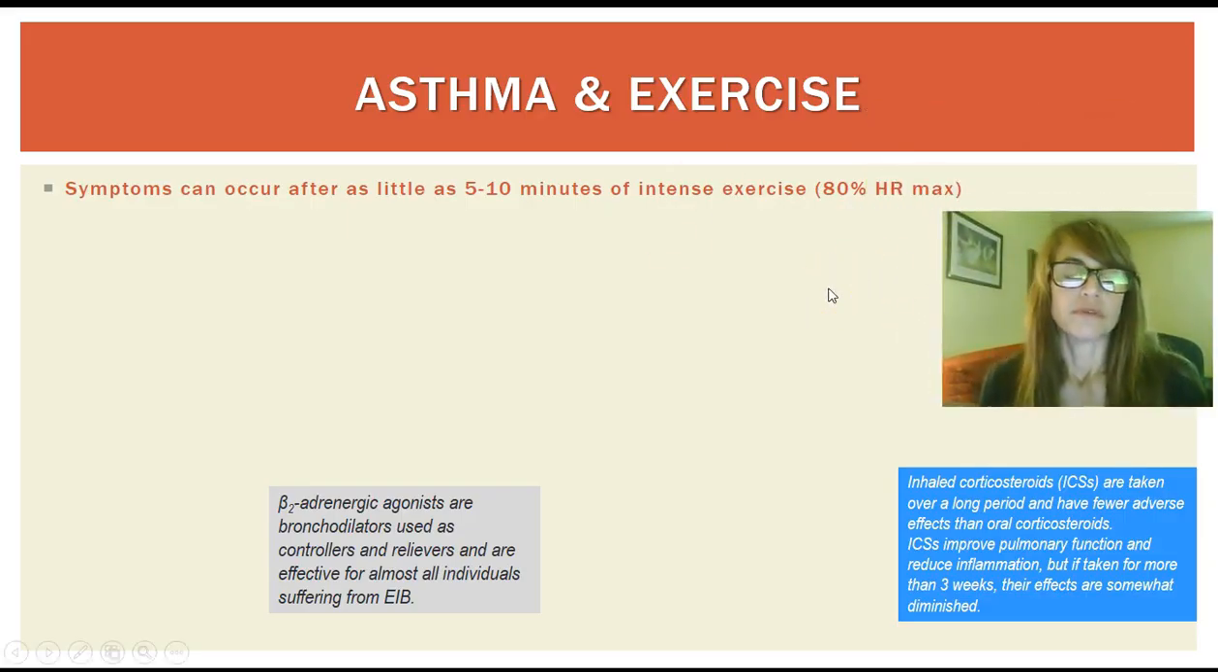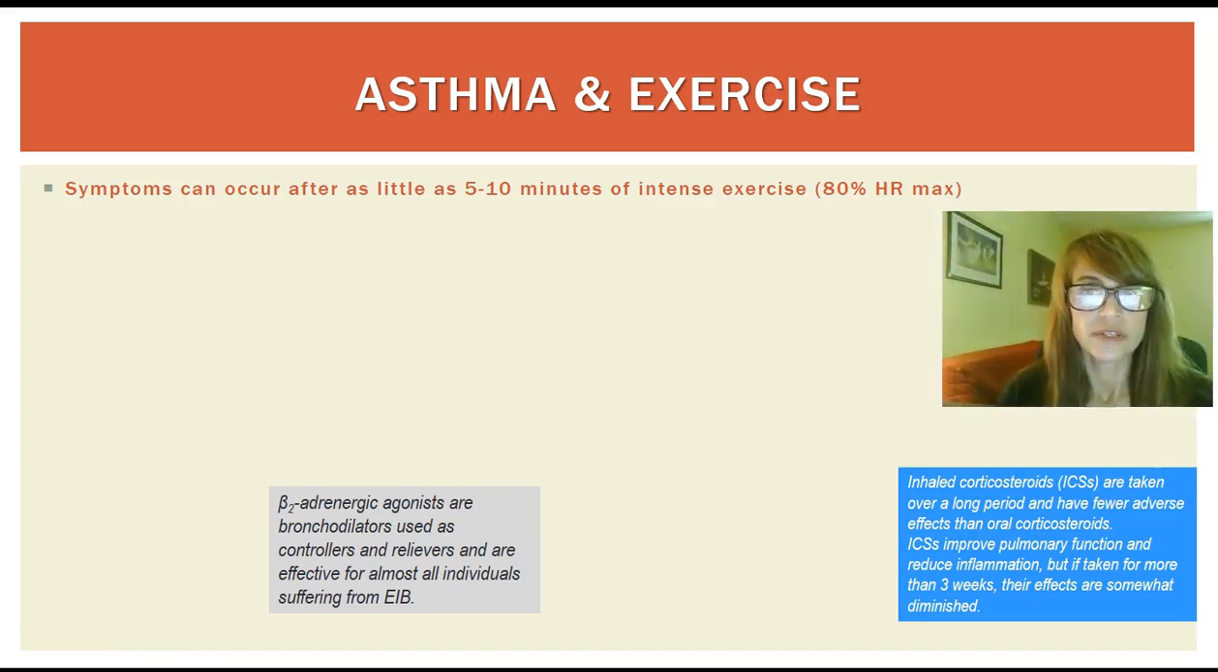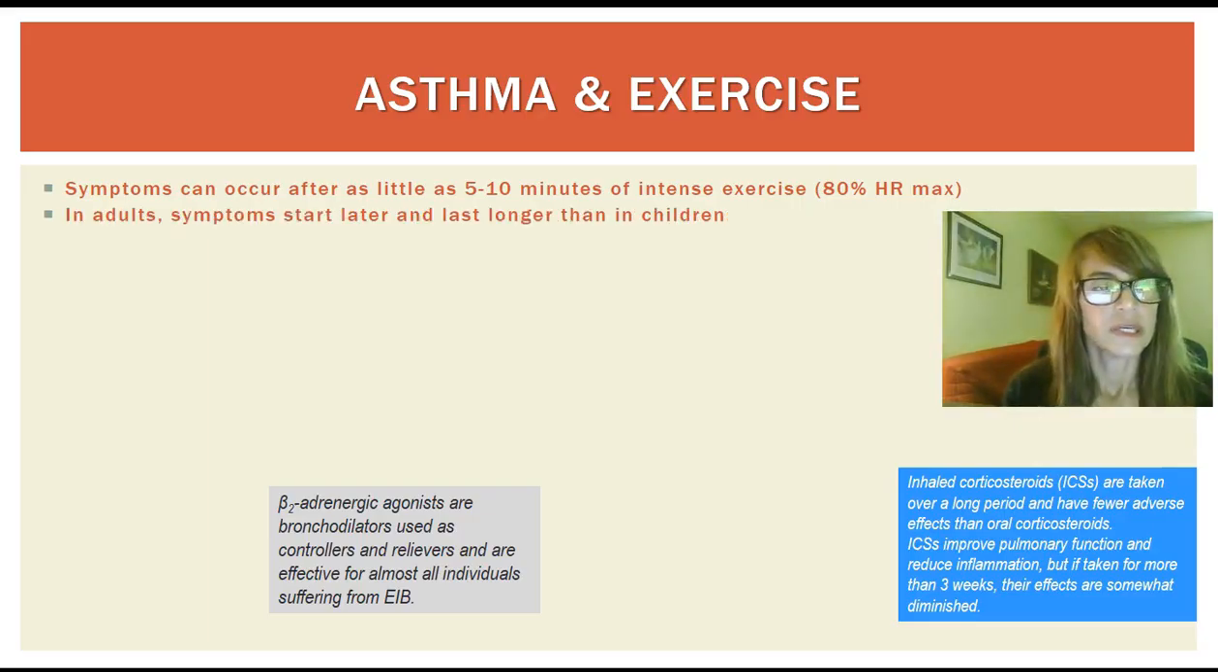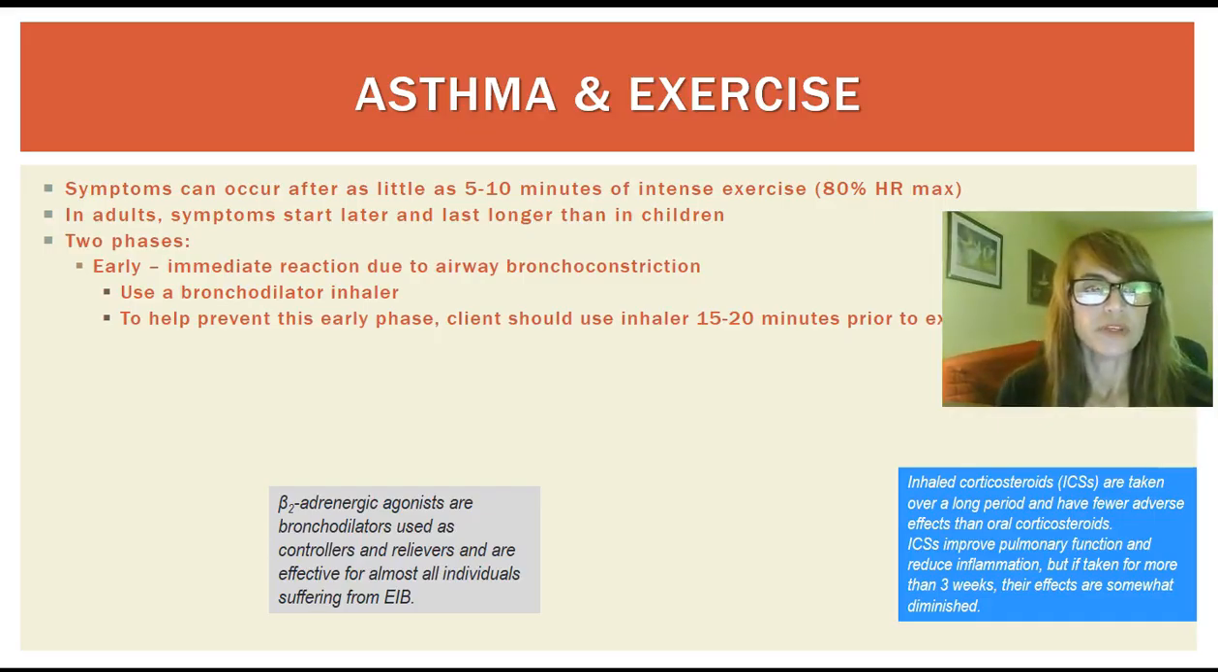Symptoms can occur very early on in the exercise if the intensity shoots up very quickly. It can occur as early as 5 to 10 minutes of intense exercise, so it can happen rather fast. In adults, symptoms start later, and they tend to last longer than in children. Children are more resilient. As far as treatment by phases, in the early phase there is an immediate reaction due to the airway bronchial constriction. So they're exercising, and at the midpoint they start to wheeze.